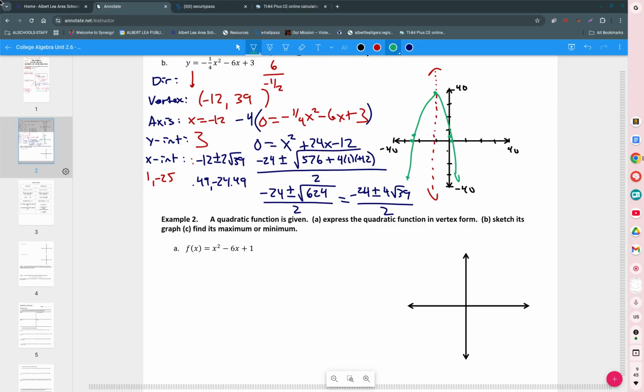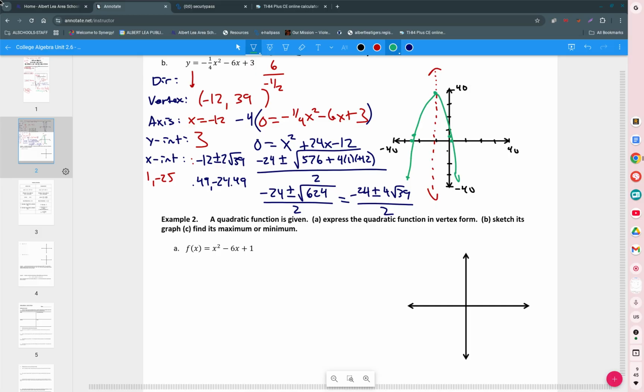I'm going to press program. It says quad form. I press enter on quad form and enter to start it. For A, I enter negative 0.25. For B, I enter negative 6. And for C, I enter 3. And it gives me exactly those 2 decimals.